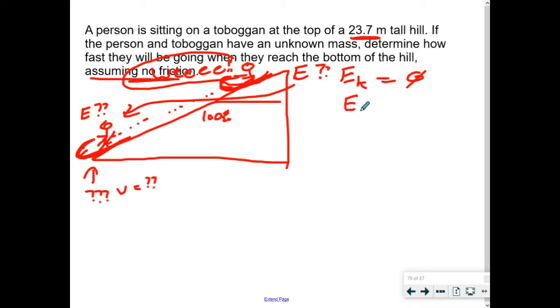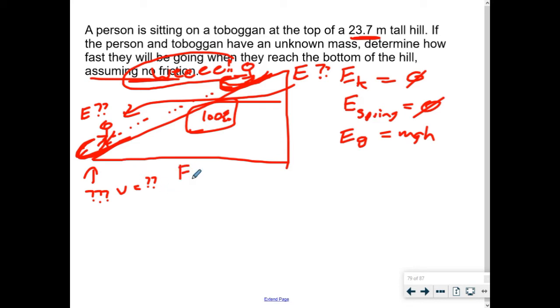What about the elastic? Can I go ES for a spring? Are there any springs going on over here? Okay, so no. So what's the only form of energy that they do have? Yeah, they have potential energy up here. Now, assuming that 100% conversion rate, which again we already recognize isn't even true, what sort of energies do they have at the bottom?